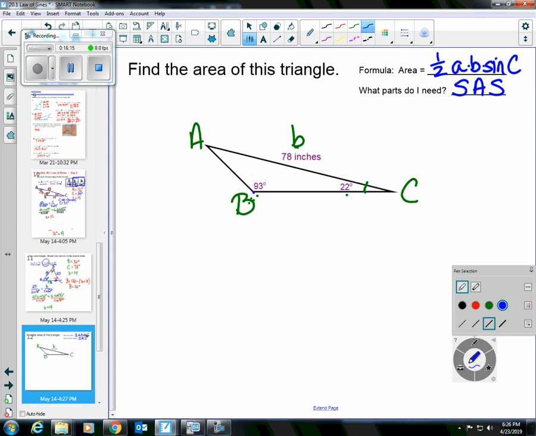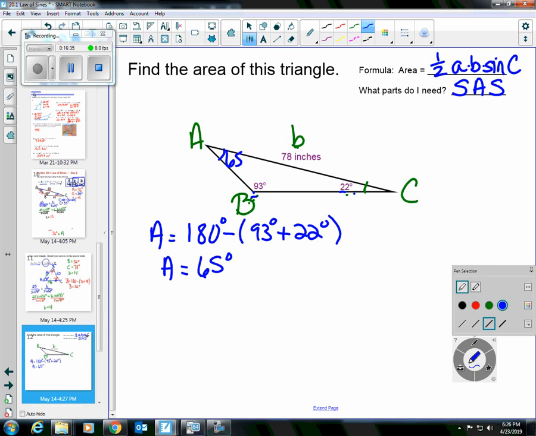Well, if we already know two angles in the triangle, I could find the other angle, couldn't I? Could find angle A. That would just be taking the two angles I know and subtracting that from 180 degrees. So let's try that and see what that accomplishes for us. If I can figure out that other angle A, we can go ahead and subtract that. Looks like that would be 65 degrees.